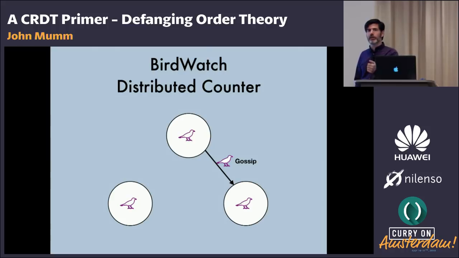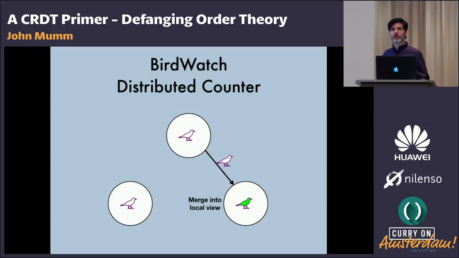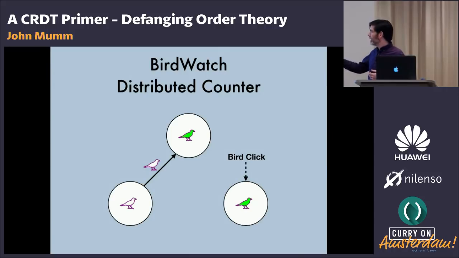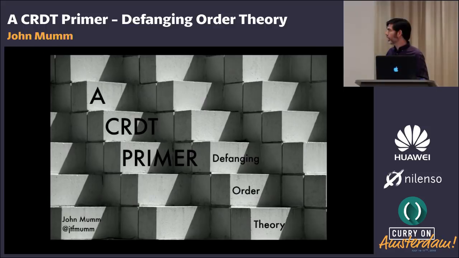And when we do that, we send over the CRDT. And then our node that's received it merges it into its local view. And then, gossip is happening over here. And then maybe these two are gossiping while bird click is happening here. And this is all going on asynchronously.